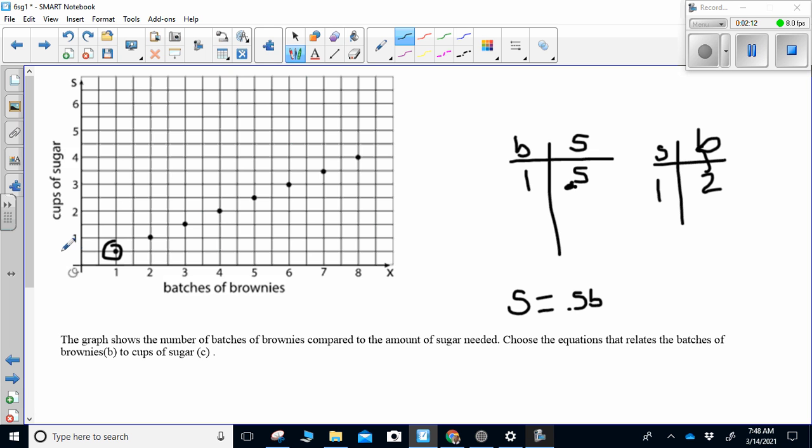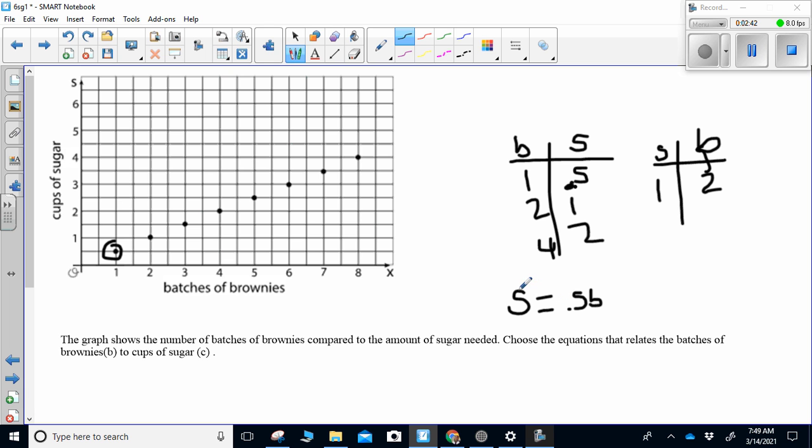So let's see what that means. So if I made 2 batches of brownies, let's see what happens. 0.5 times 2 is 1. I'm going to need 1 cup of sugar. All right, let's look at the next one. Let's say I made 4 batches of brownies. 4 times a half is 2. Well, let's see. 4 and 2. Okay, so that works. So the equation for this chart is S equals 0.5 B.